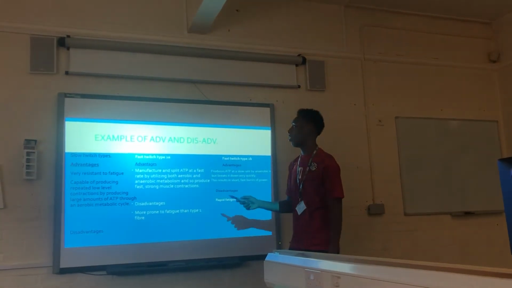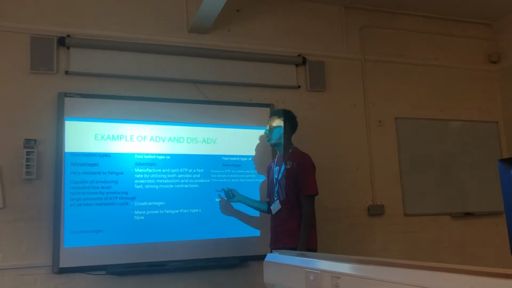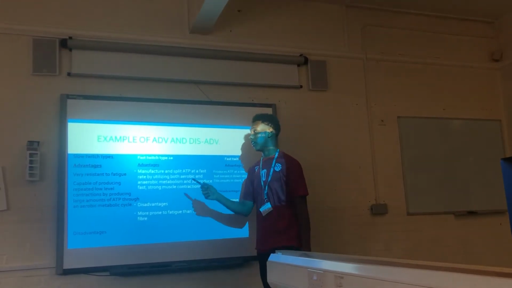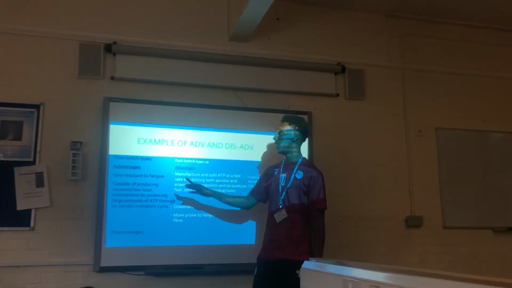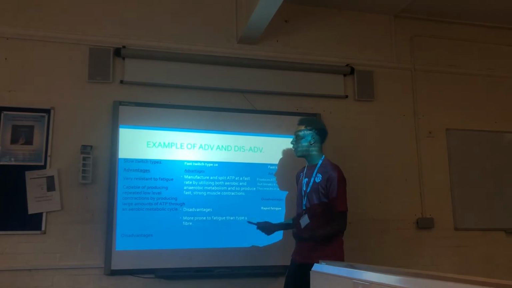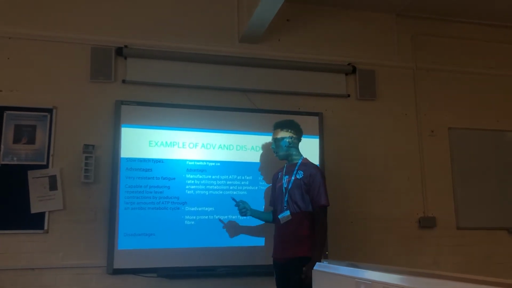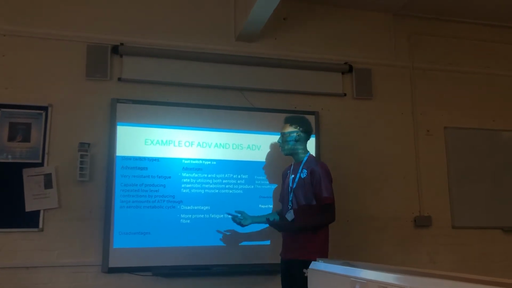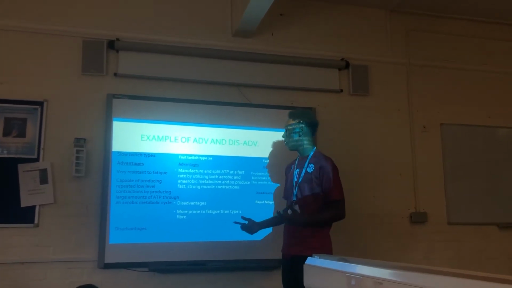So, examples of advantages and disadvantages. Slow twitch type 1. The advantage is that it is very resistant to fatigue, capable of producing repeated low-level contractions, producing large amounts of ATP through an aerobic metabolic cycle.